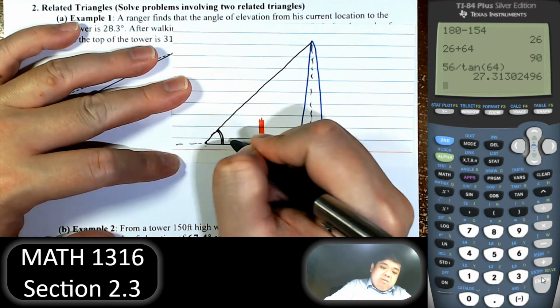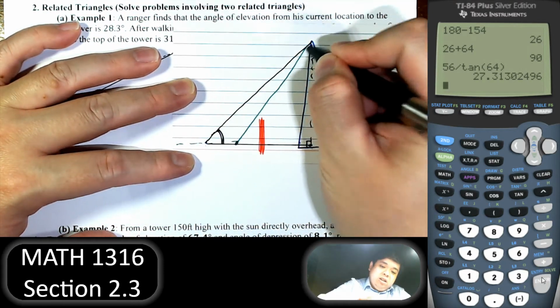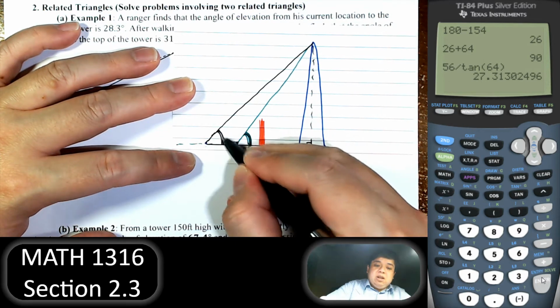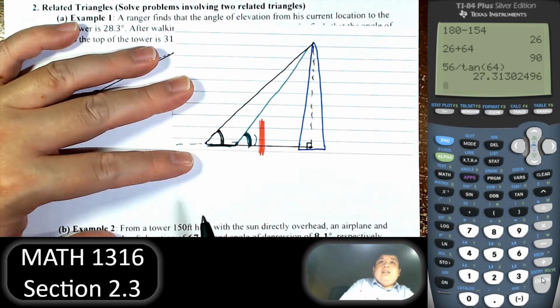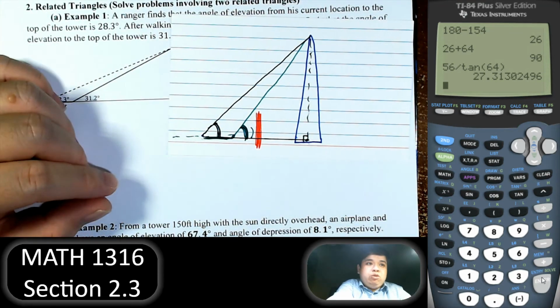If we take a step forward or step back, and from there we measure another angle of elevation, then knowing these two angles of elevation and the distance between the two spots, we can find the height of the tower. So this is extremely useful.